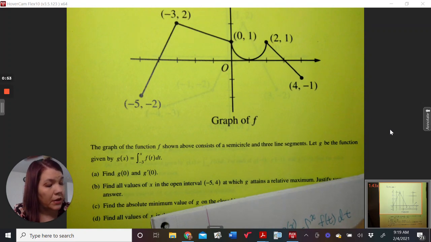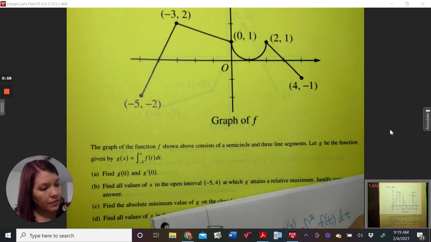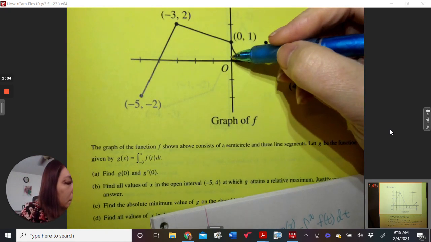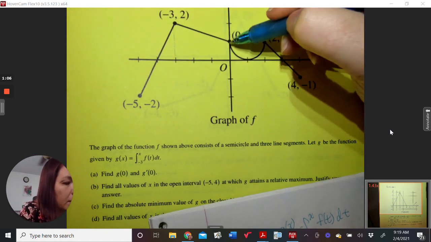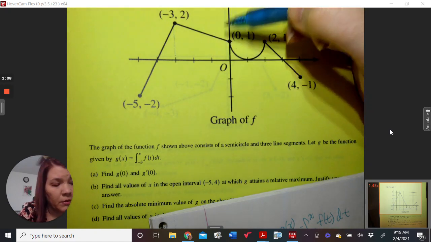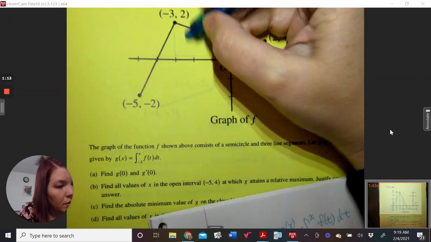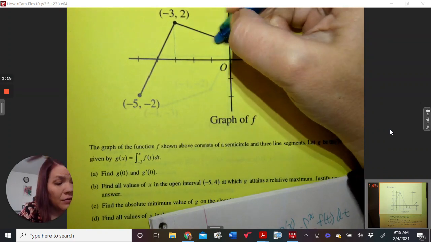g of 0 is going to equal the integral from -3 to 0 of f of t dt. And so g of 0, -3 to 0, I'm just finding the area of this trapezoid. And then yes, I can cut it up and make the triangle. I'm going to go ahead and use the trapezoid though. Actually, I'm just going to count that the answer is 4.